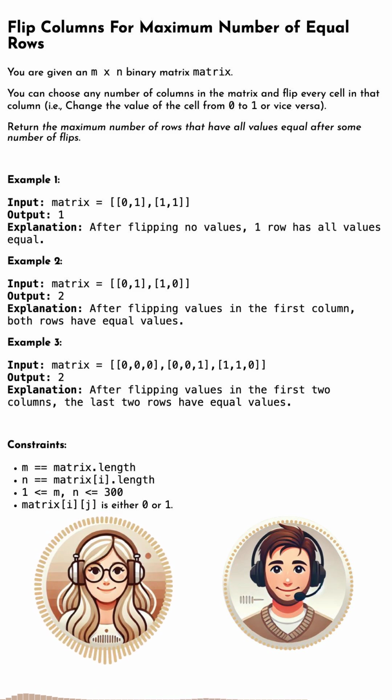Interesting. So we only need to consider one of those representations. Clever. This is getting pretty deep. It is, and it's especially useful for larger matrices where saving memory is crucial. So we group these kind of equivalent rows together, and that helps us figure out the maximum count even faster.